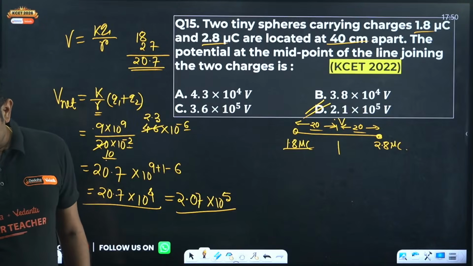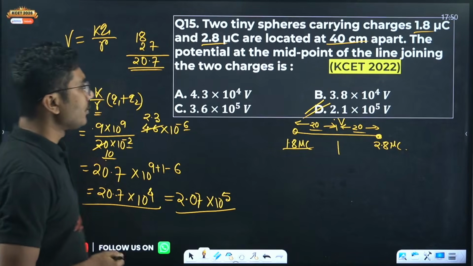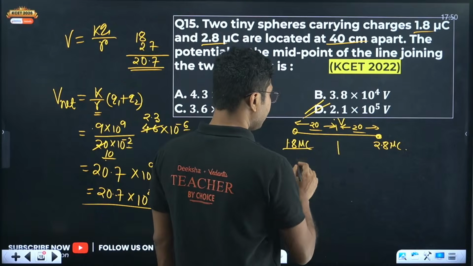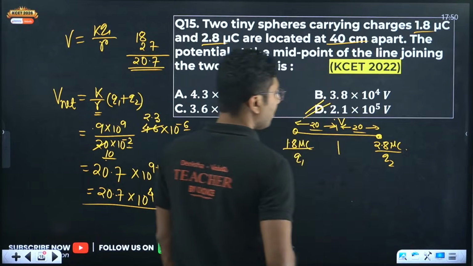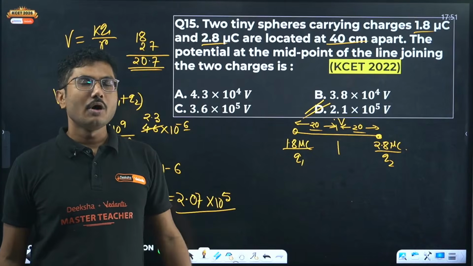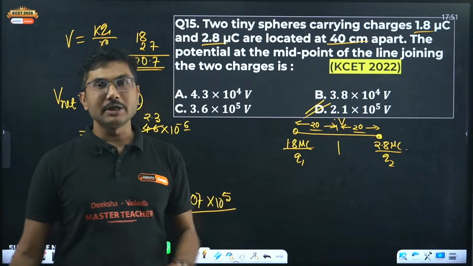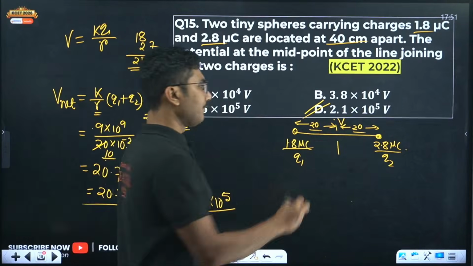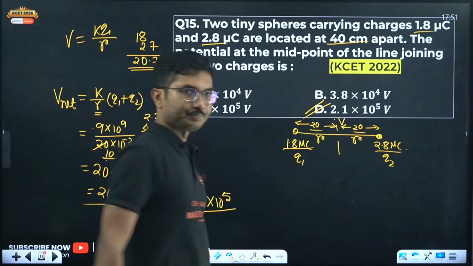Okay, sir, you explain once more. So the explanation is, suppose here we have a charge Q1, here we have a charge Q2, and they ask you the distance between them is so and so, what is the electric potential at the midpoint? So electric potential at the midpoint means, if this distance is R, this distance will also be R.